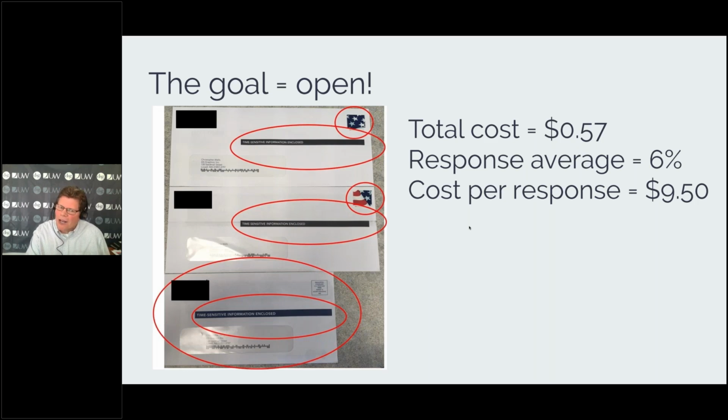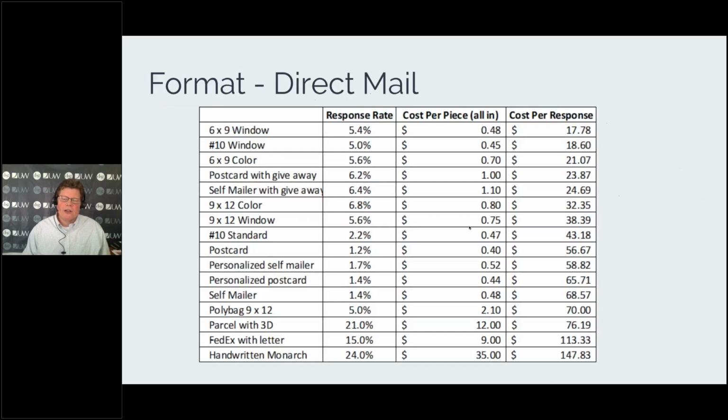But if I put a stamp on it, that's a standard mail stamp, you don't know. What happened? 57 cents was the total cost, 6% response rate, cost of response was $9.50. Just to remind you, back on the chart, 1778 was the best before.